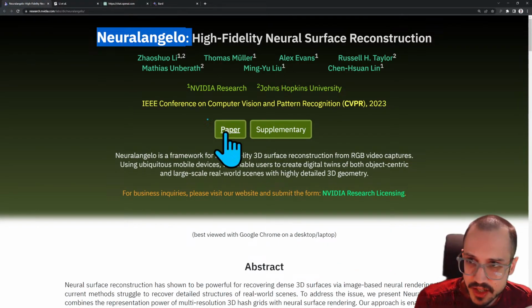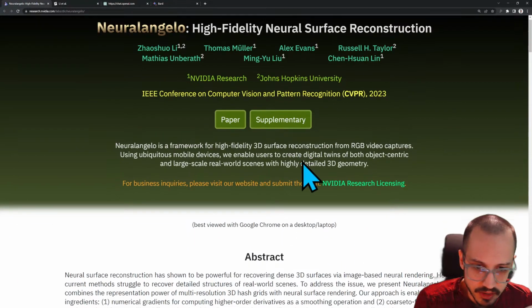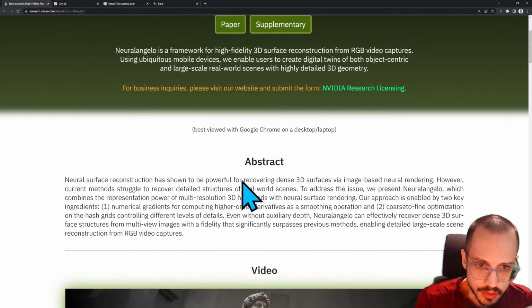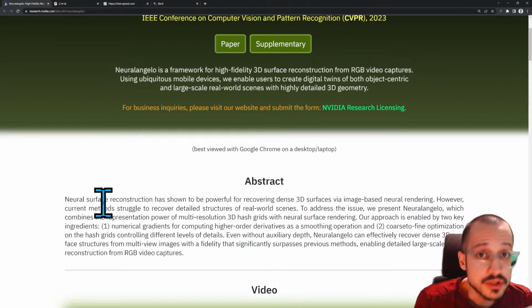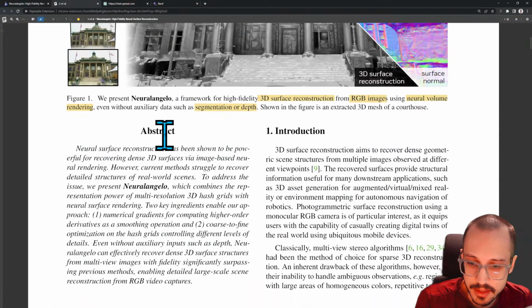All right, so they actually have a really nice little supplementary web page looking thing where they nicely summarize this. So let's quickly scroll through this, and then we'll go back to the paper. Neural surface reconstruction has shown to be powerful for recovering dense 3D surfaces via image-based neural rendering. Is this the same as this abstract? Yeah.